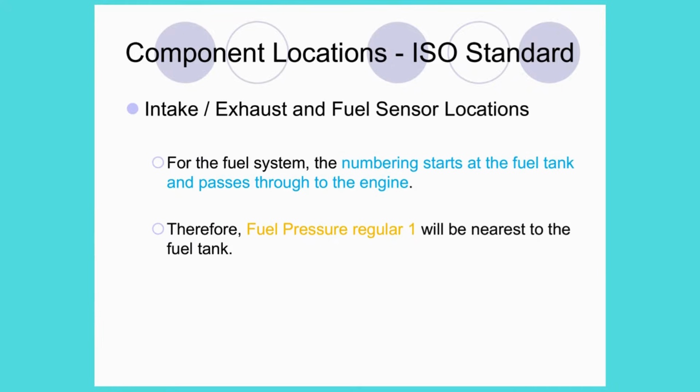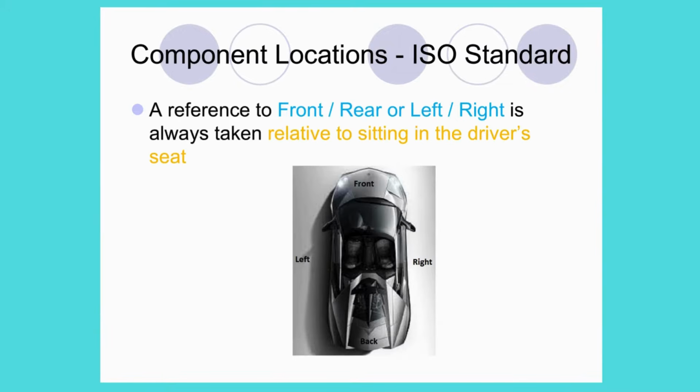For the fuel system, the numbering starts at the fuel tank and passes through to the engine. Therefore, fuel pressure regulator 1 will be nearest to the fuel tank. Any reference to front, rear, left or right is always taken relative to sitting in the driver's seat looking forward.